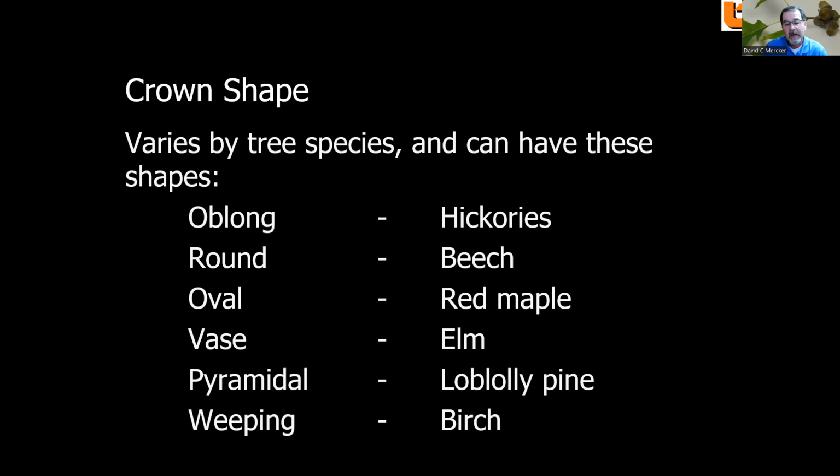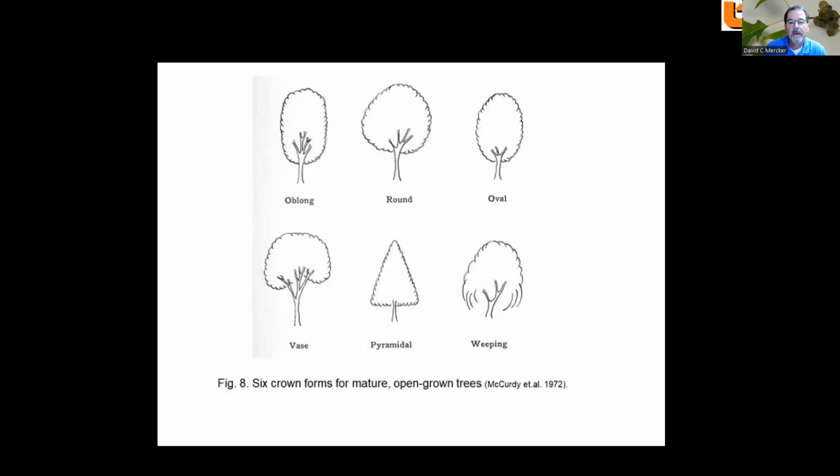And this might not be important in a forest setting, but in yard settings, sometimes it is important. They want a certain shape crown, or they've got a certain amount of space that the tree can grow in, and they might need something like a pyramidal shape as opposed to an oblong or round or oval. And here's what I mean by that. You get a chance to look at those: oblong, round, oval, that vase shape, there's your pyramid, and then there's your weeping crown.